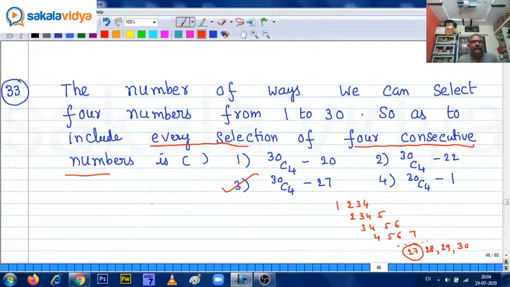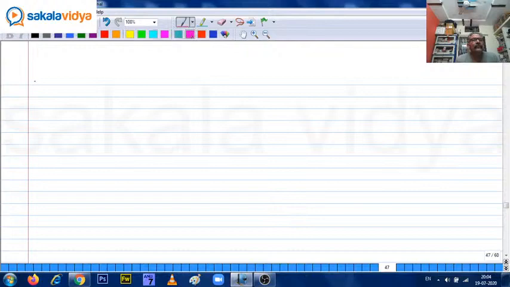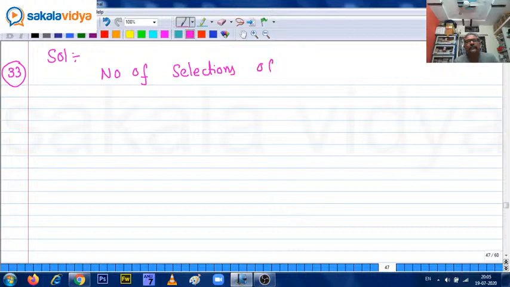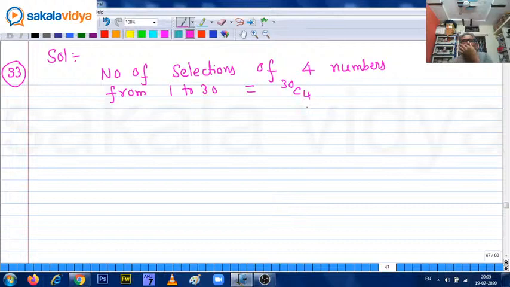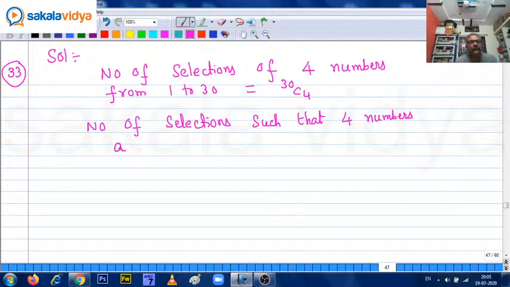Okay, now I will tell you how to find out. See the solution now. 33 solution. So now, number of selections of four numbers from 1 to 30. 1 to 30 means 30 numbers. This is 30C4. This is total without any restriction. Now with restriction, number of selections such that four numbers are consecutive.